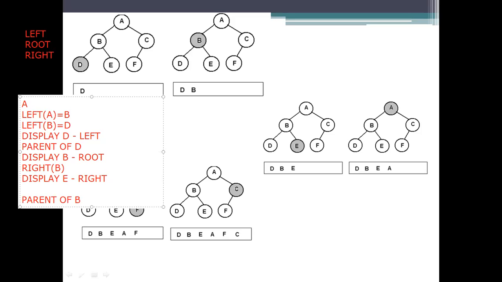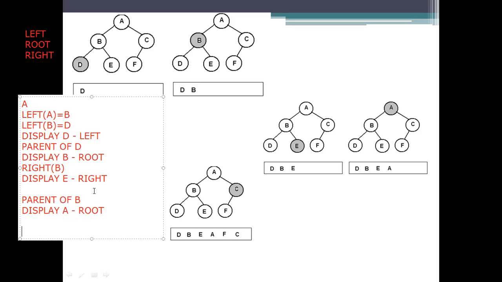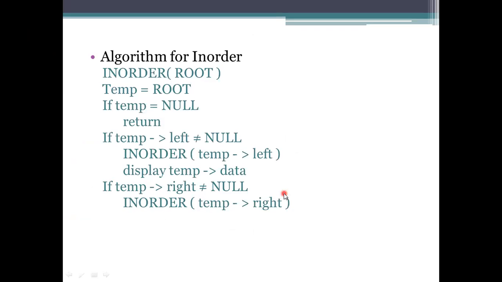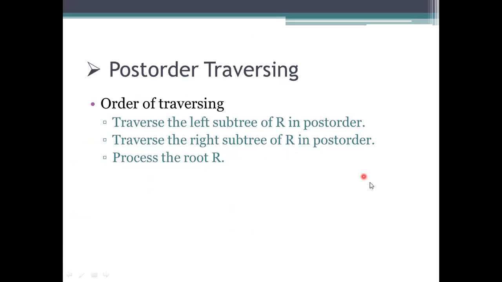The parent of B is A. Display A, which is the actual root node. This is a subtree there, and here this one is. So in this representation, we used all these. So likewise, we process each and every step here, and we reach the endpoint, that is D, B, E, A, F, C. And there is an algorithm here. In the next class, we will see the next traversing techniques more. Thank you.